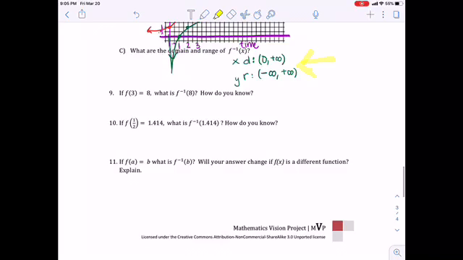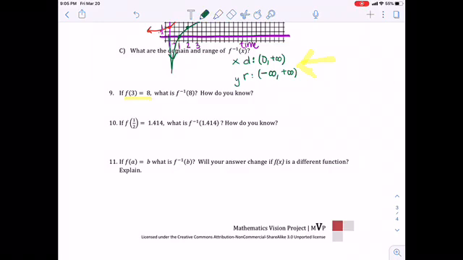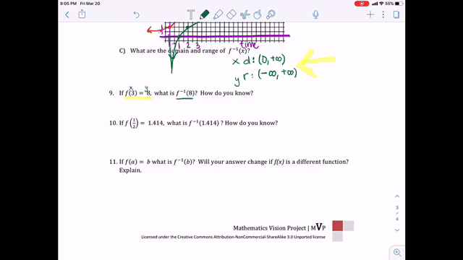Okay, last but not least, these last three questions. Number 9 says, if f of 3 equals 8, what is f inverse of 8? Well, remember that to find an inverse, all we do is switch the x and y. So here we're saying the x value is 3 and the y value is 8. Well, now for our inverse function, our x value has become 8, which means my y value has just switched and become 3. Based on that information, I think that you can go ahead and do number 10.